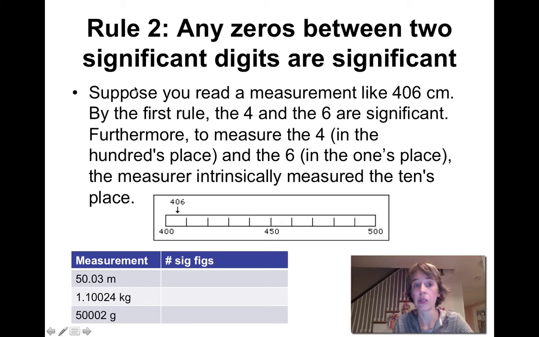Rule number 2 is when we have a zero in between other non-zero numbers. This one's pretty intuitive as well. If you have a number like 406 centimeters, if you measure the 4 and you measure the 6, you kind of had to measure the 0. So in this case as well, basically as many places as you have in the number, that's how many significant figures you have.